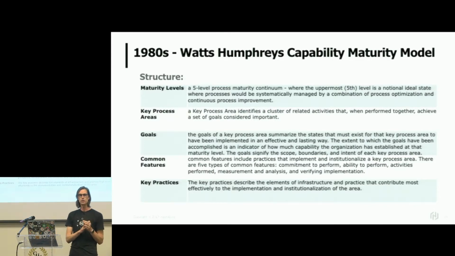So what he tried to do was define this criteria within which he could assess a business. So he had this structure of maturity levels, process areas and goals, common features and key practices. If we look at some of the things in the common features, you've got things like commitment to perform, ability to perform, measurement and analysis, verifying implementation.